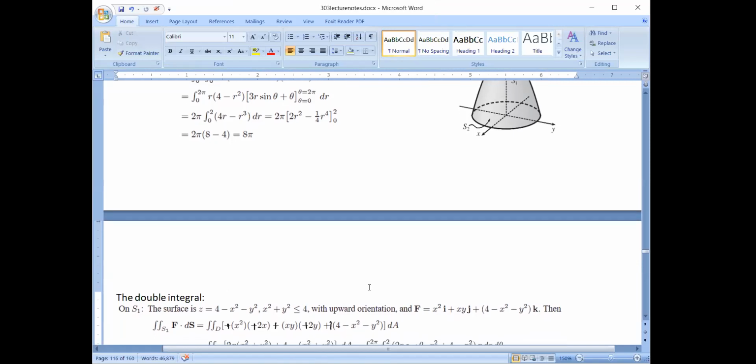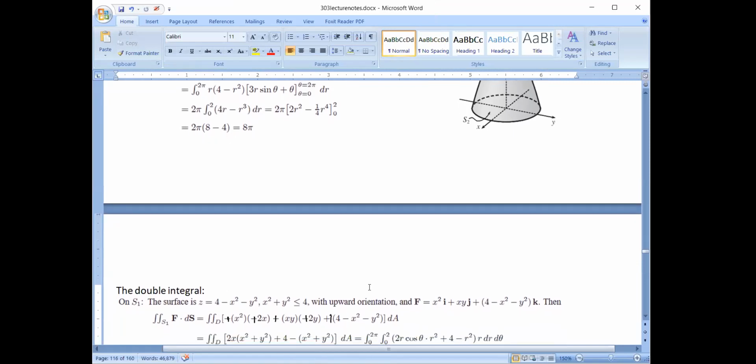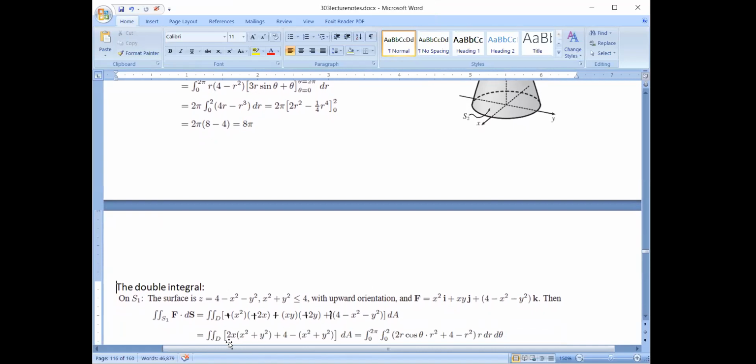Multiplying that out and simplifying, you get 2x times x squared plus y squared plus 4 minus x squared plus y squared. Now the question is, what is your region? We already know that the boundary of the region happens where z equals 0. And when z equals 0, the boundary is x squared plus y squared equals 4. In other words, the boundary is a circle and the region is this filled-in disk.